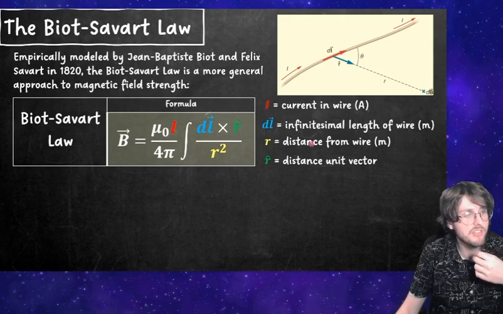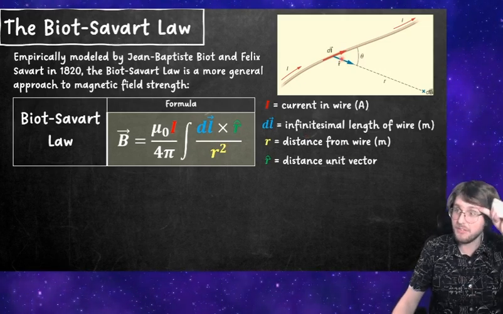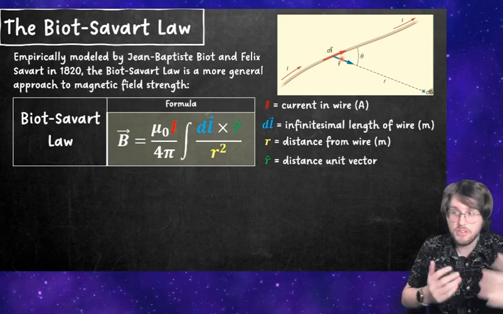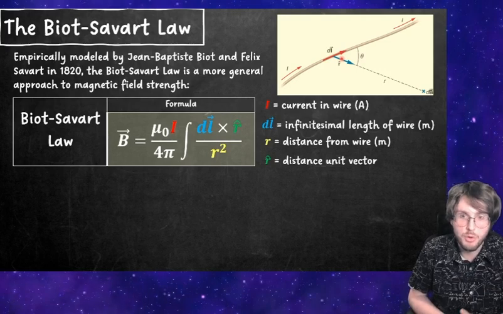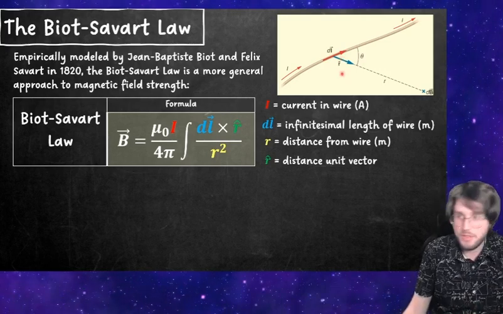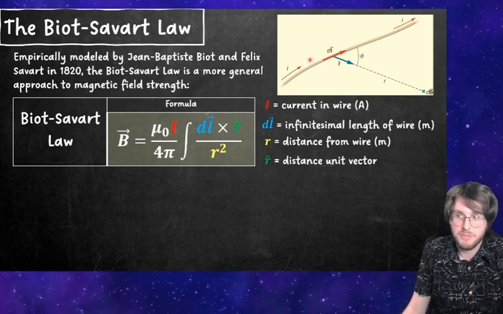So the first one is dl, the infinitesimal length of the wire. And again, this is going to be so small, it's nigh incomprehensible, because that's the best way to get an accurate result of the total, with constant changes in the direction and the distance from the point P.